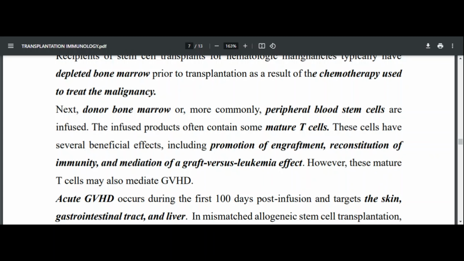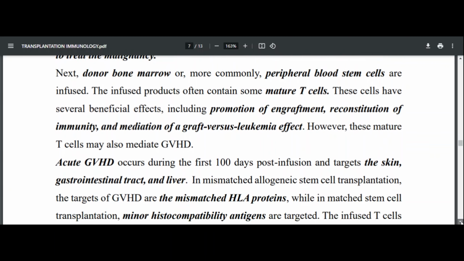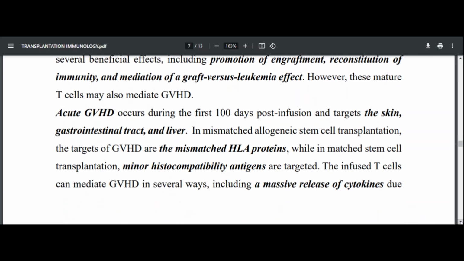Acute graft versus host disease occurs during the first 100 days after infusion of the stem cells or peripheral stem cells, and it targets the skin, gastrointestinal tract, and liver. In mismatched allogeneic stem cell transplantation, the targets of graft versus host disease are mismatched HLA proteins, while in matched stem cell transplant, minor histocompatibility antigens play a role and are the targets.